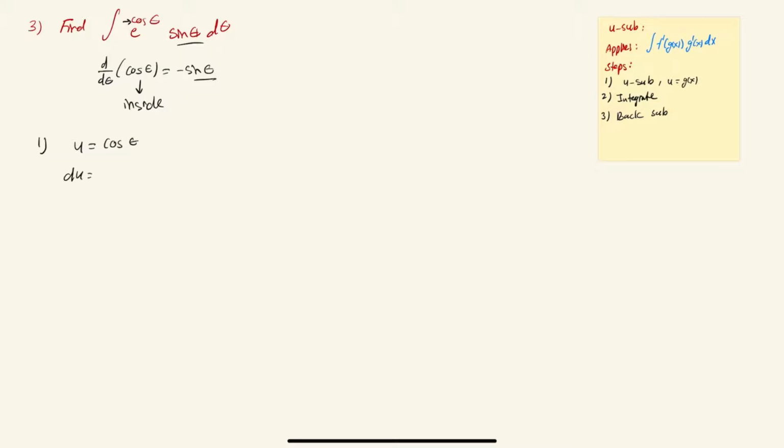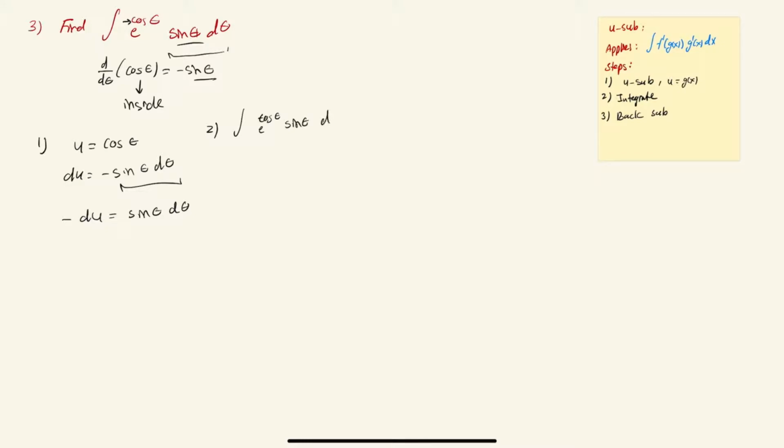du is gonna be equal to minus sine of theta d theta. Now notice here, we only have sine of theta d theta. So what I'm gonna do, I'm gonna move minus sine to the other side by multiplying both sides by minus 1. Now the second step is to integrate after we make the u substitution.